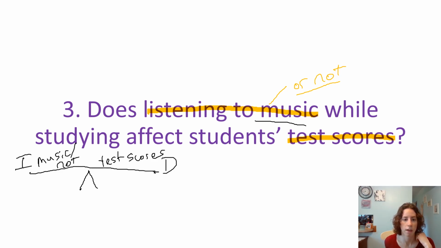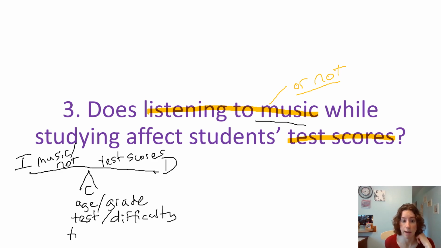That's okay. And controlled variables: it would not be fair if I had kindergartners in one group and fifth graders in another. So we want to have the same age or grade. We want to have the same test. We want to have the same time of day. If one class takes it before recess and one class takes it after recess, that wouldn't really be fair. Now we're adding in another variable that's changing.